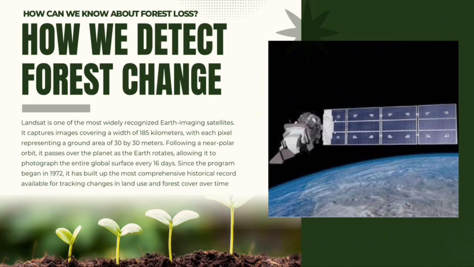The Landsat program began way back in 1972. Since then, it has kept a long and complete record of how our land looks over time. This gives us the best information we have to track exactly how forests grow or disappear year after year.